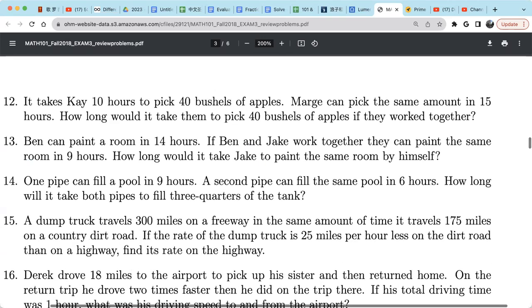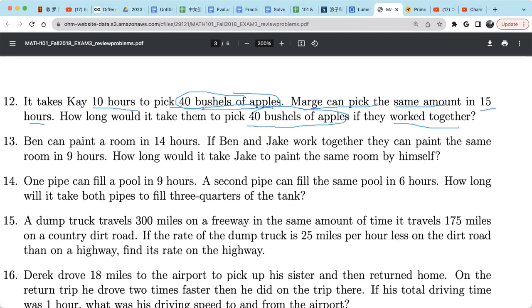Let's see, 12. It takes K 10 hours to pick 40 bushels of apples. So Margie can pick the same amount of apples in 15 hours. How long would it take them to pick the same amount of apples if they work together?